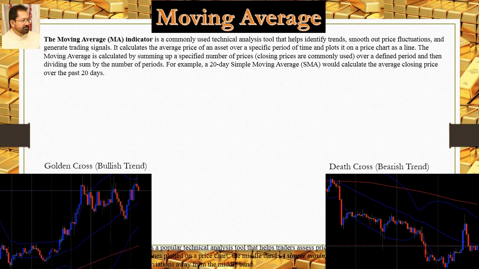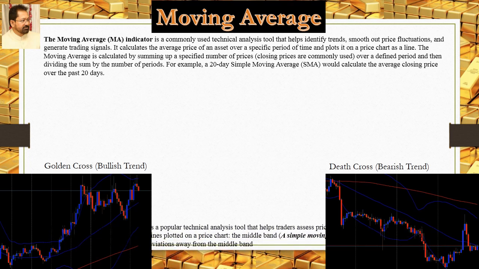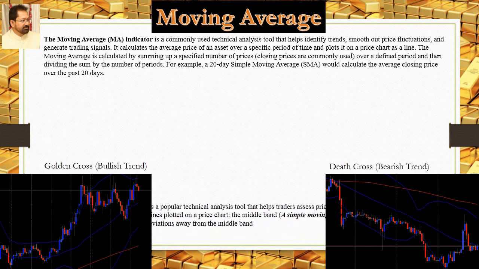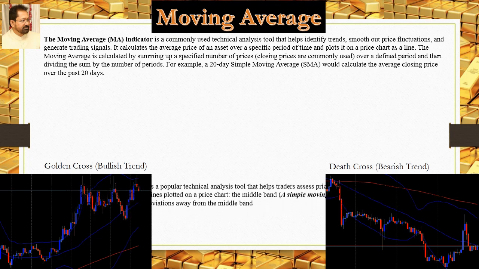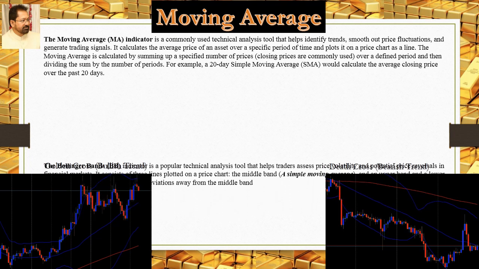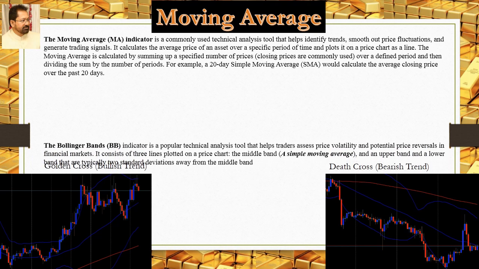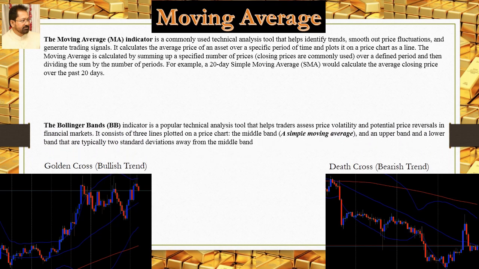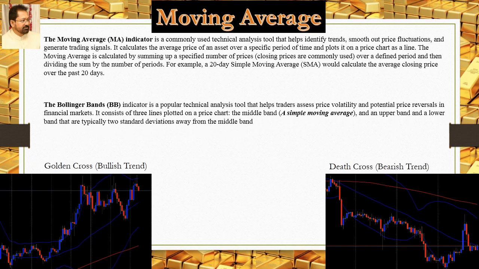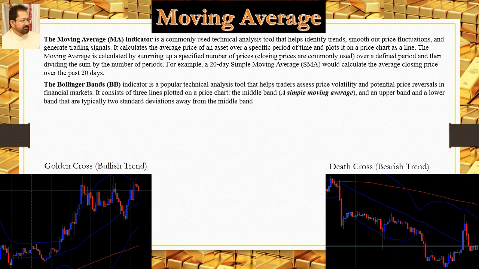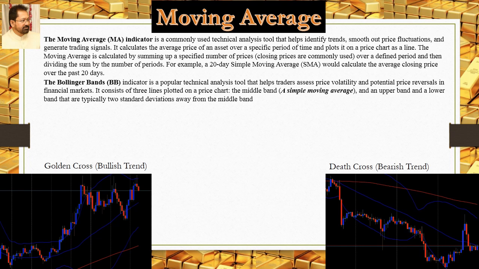The moving average is calculated by summing up a specific number of prices. Closing prices are commonly used over a defined period, then divided the sum by the number of periods. For example, a 20-day simple moving average would calculate the average closing price of each candle over the past 20 days. Simple.